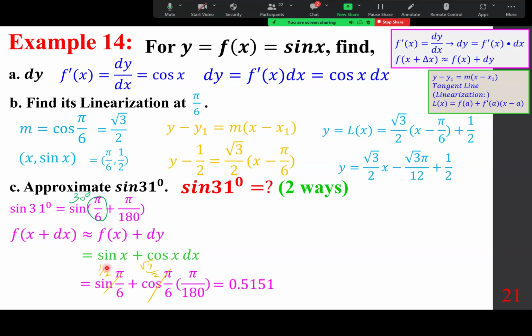Here's the second method that we want to look at. Sine of 31 degrees or sine of 31 pi over 180.